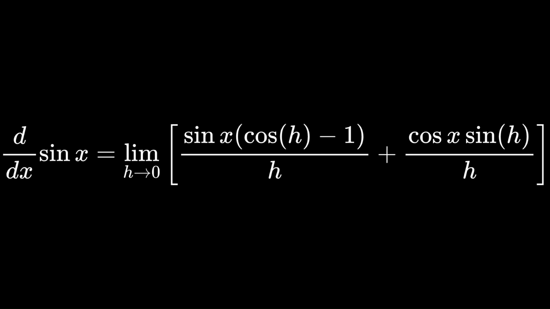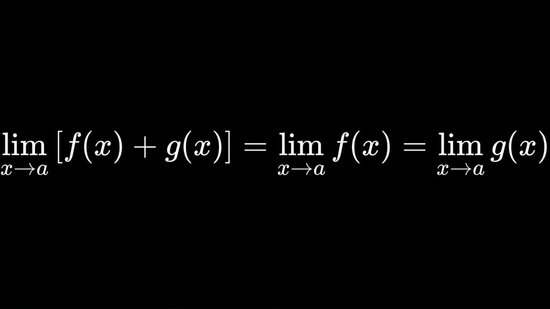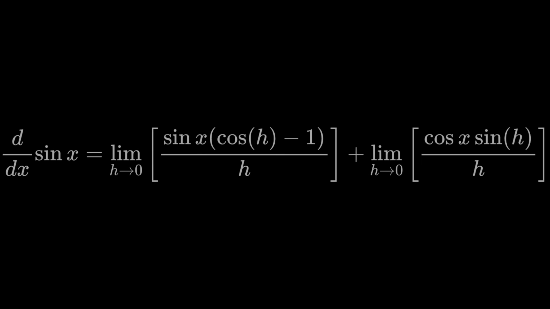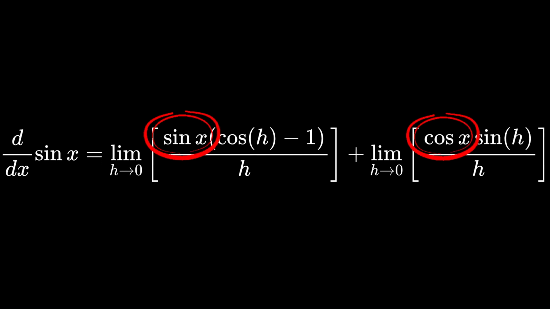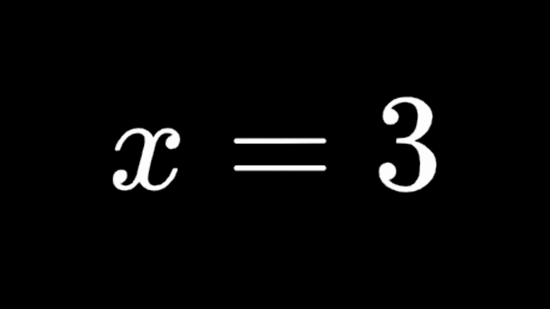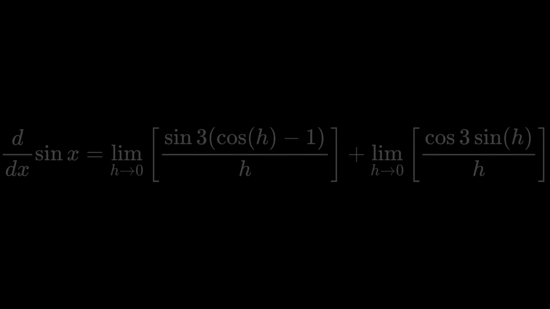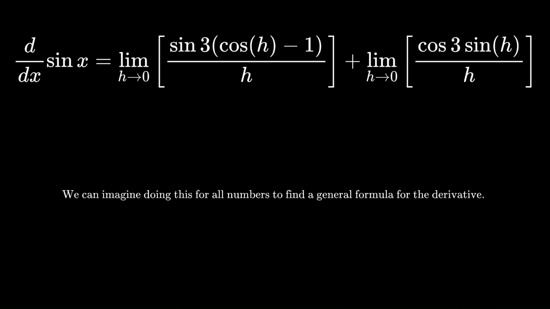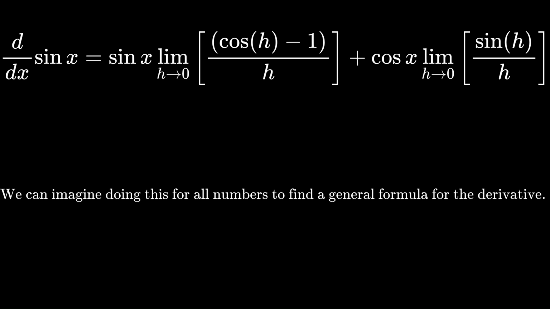While we're at it, we might as well just use the limit laws to split this into two individual limits. Now notice that any function in terms of x doesn't change as h approaches 0. To get a better intuition of this, suppose we have x to be some concrete finite number, like 3. Then these two functions involving x don't change as h goes to 0, so we can nicely pull them out.